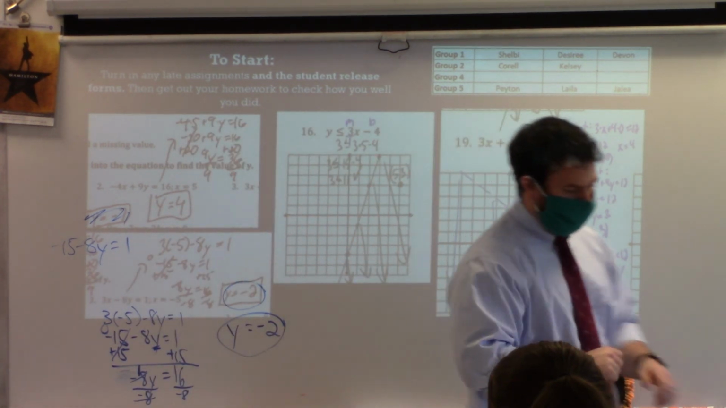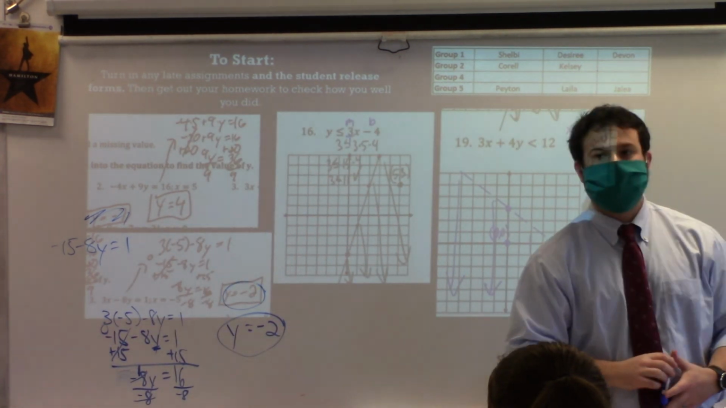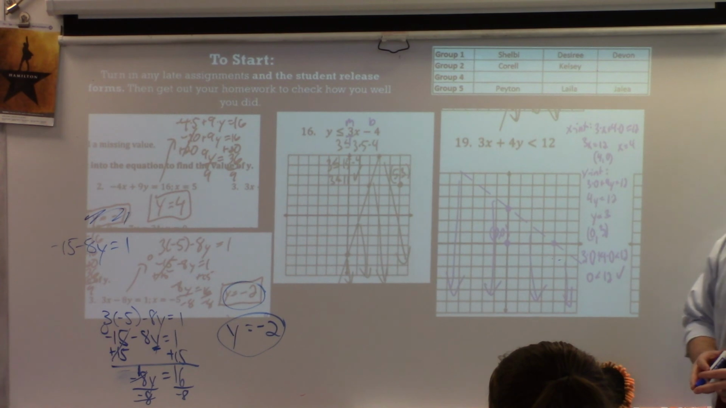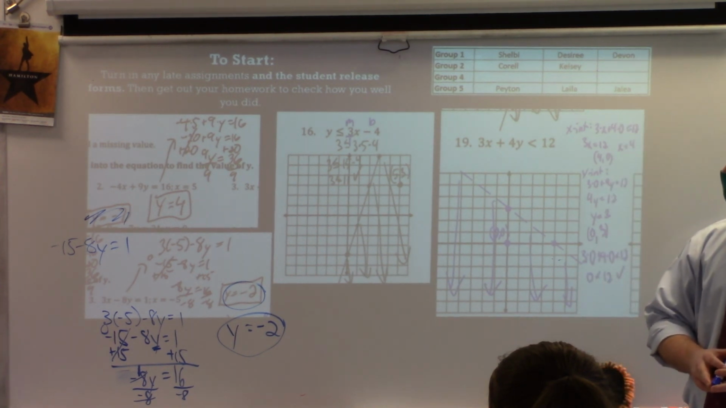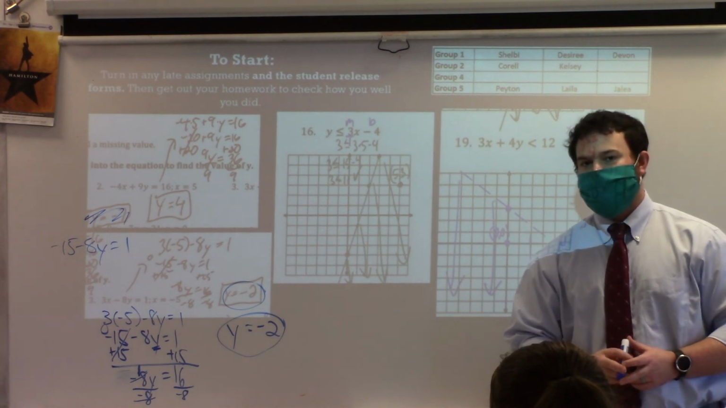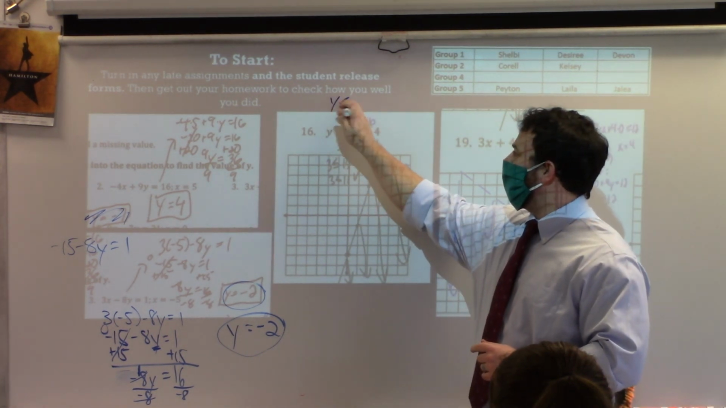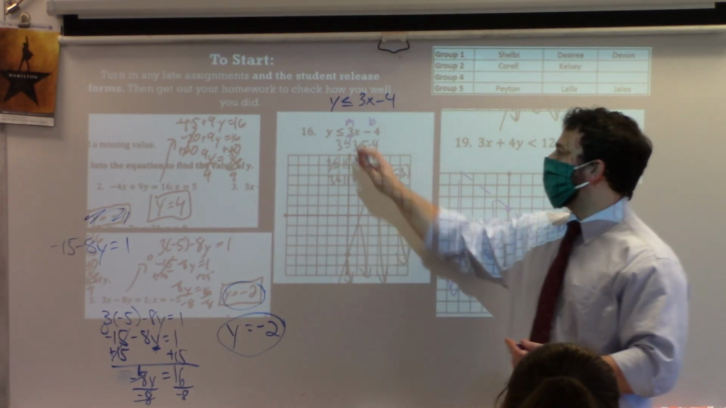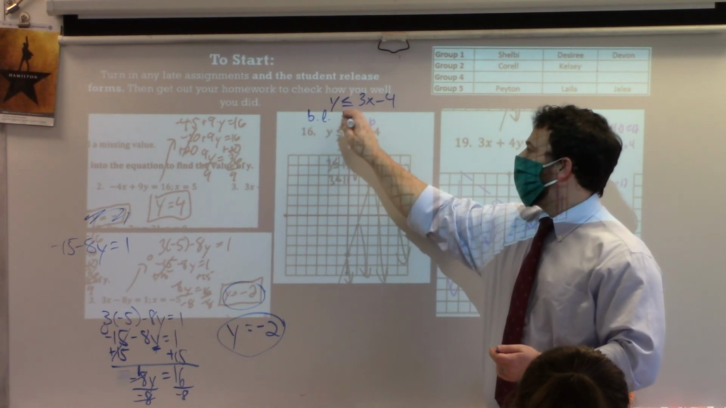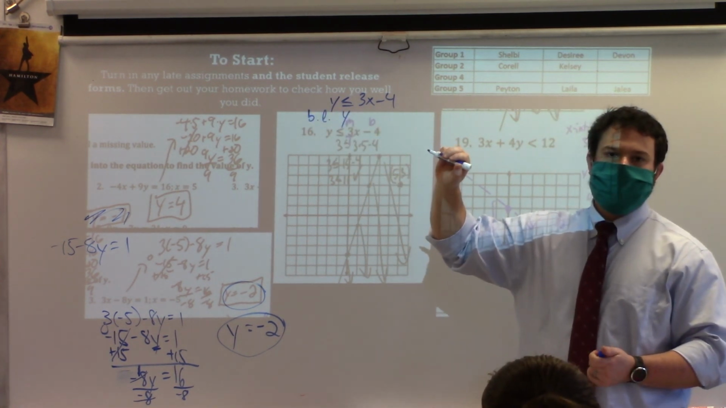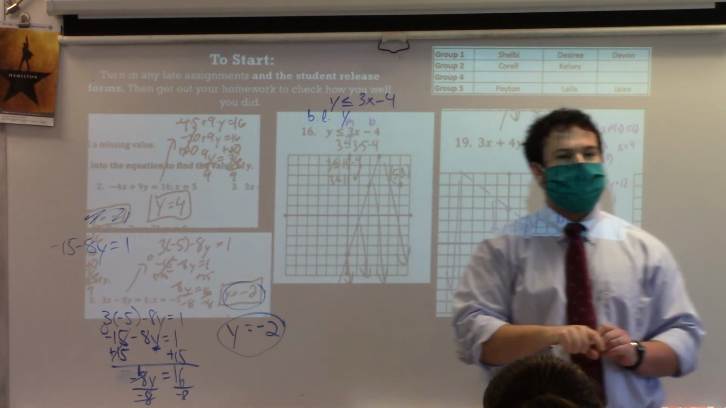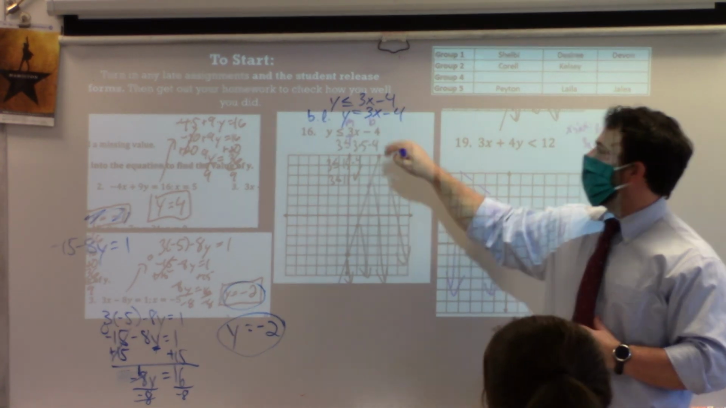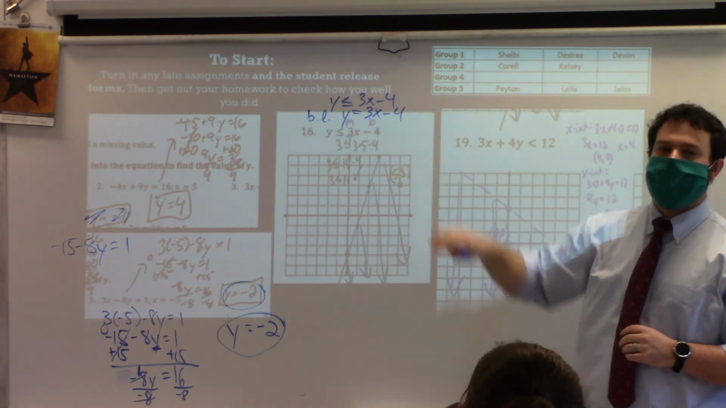16 and 19, any questions before we move on? Okay, what about 16? How did you get it? Get what? The boundary line. Okay, so when I look at this inequality, I'm looking at a boundary line, so I'm not going to look at the actual inequality. For the boundary line itself, I'm going to look at y. If I'm just looking at the boundary line, it's y equals 3x minus 4. Remember, that's the inequality I'm trying to graph, but I'm going to start with the boundary line.